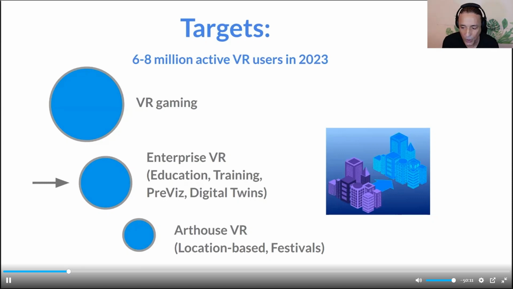Then, of course, we have art house VR, which is very exciting because people test out new crazy ideas. It's always important to keep an eye on that. Nevertheless, it's not exactly the place for UX, because people do all sorts of crazy things that don't align with UX standards.